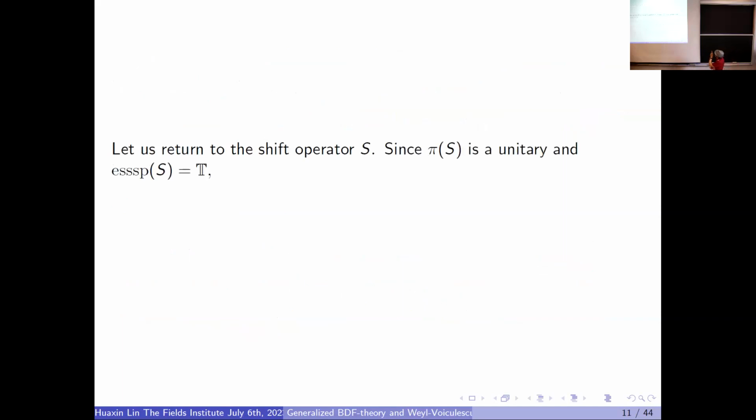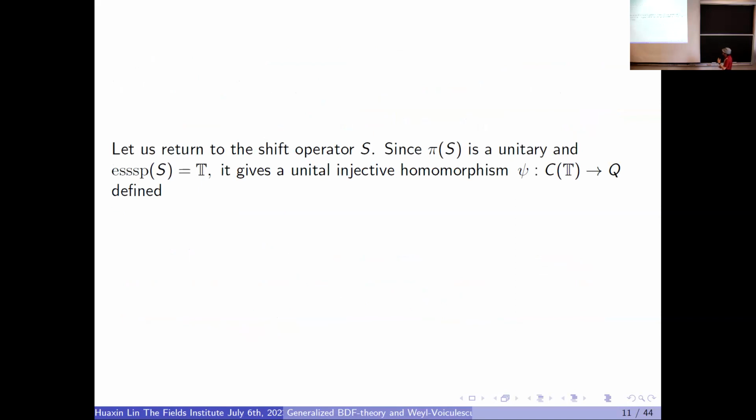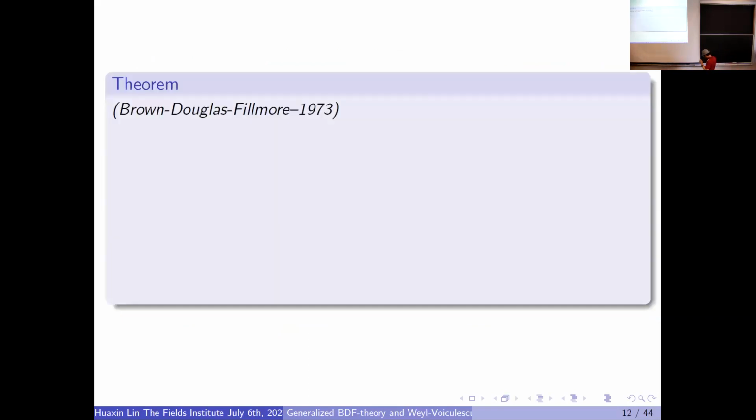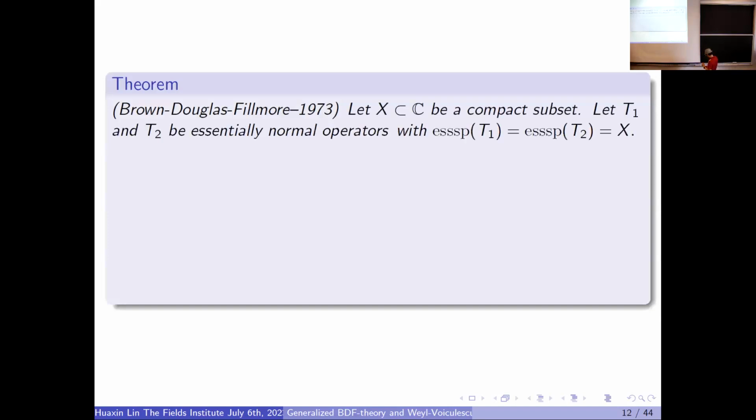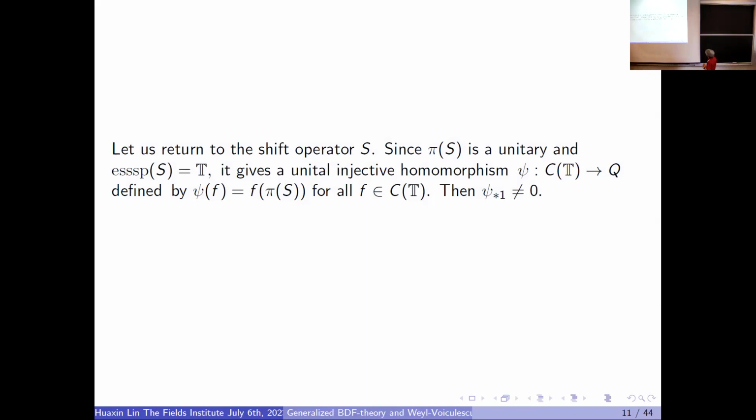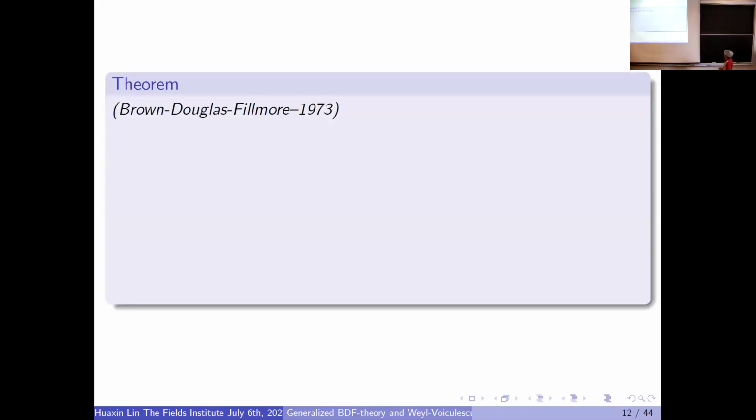So let's return to the shift operator. Its image pi of S is a unitary, and the essential spectrum is the entire circle. It gives you a unital injective homomorphism from continuous functions on the circle to the Calkin algebra, defined this way. Then psi star on K1 is not 0, so that means it cannot lift.